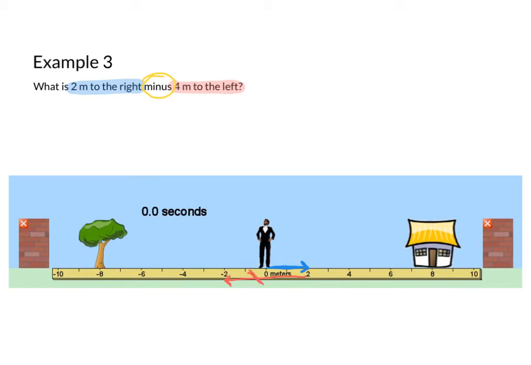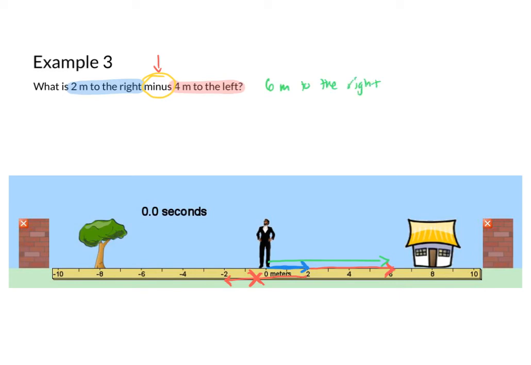So what that means is that this is not right. Instead, I'm going to take my vector, keep the length of 4 meters the same, but flip its direction. So I'm going to draw it head to tail again, but going to the right, because the subtraction sign, that minus sign, means flip the direction of my vector. And so what I'll get is that 2 meters to the right minus 4 meters to the left gives me a final vector, when added together, of 6 meters to the right.